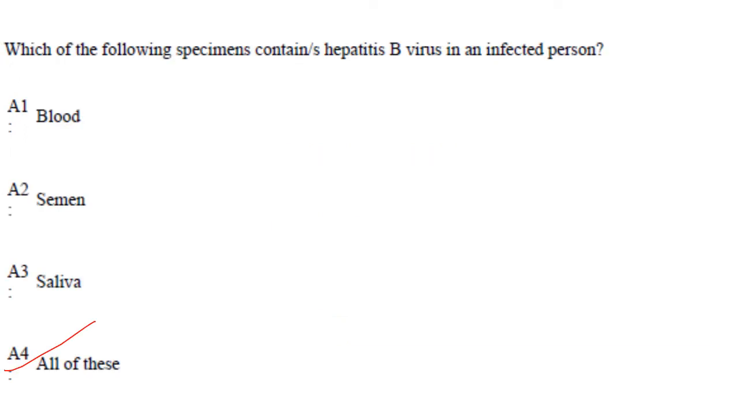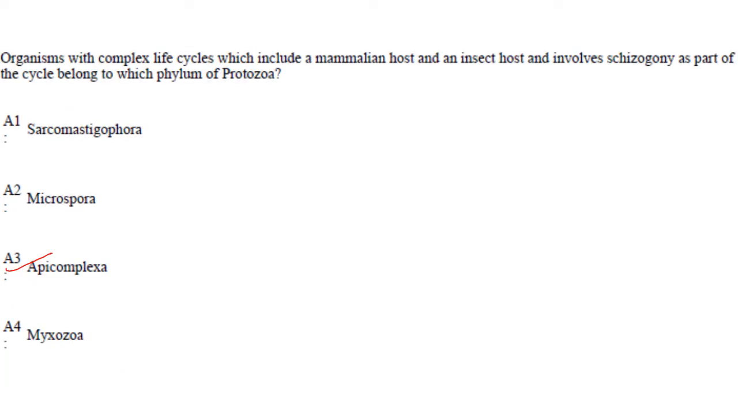Next one. Which of the following specimen contains hepatitis B virus in an infected person? Blood, semen, saliva. All of these contain. Next one. Organism with complex life cycle which includes a mammalian host and an insect host and involves schizogony as part of the cycle belongs to which phylum of protozoa? They belong to Apicomplexa. Answer is option 3.